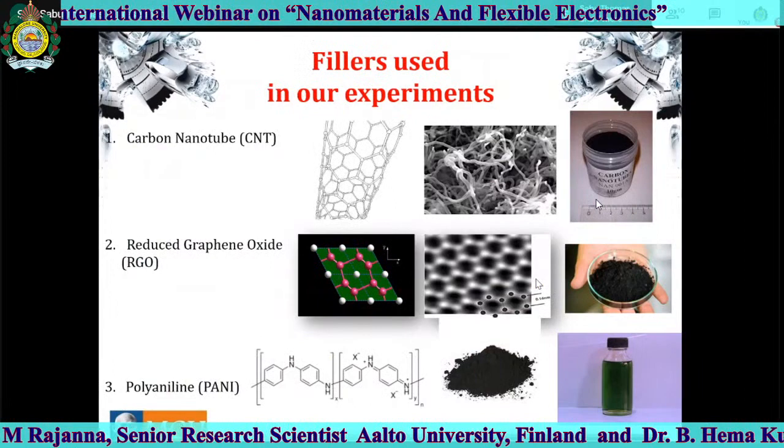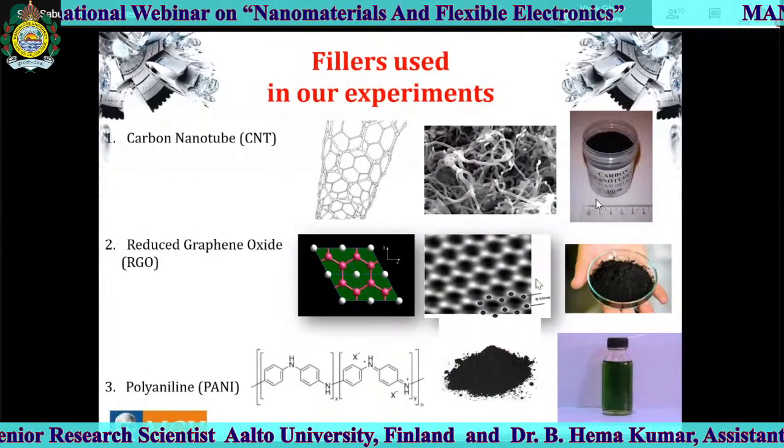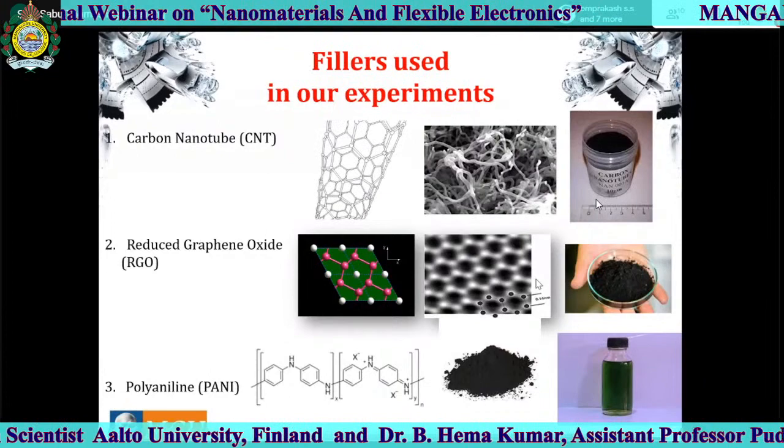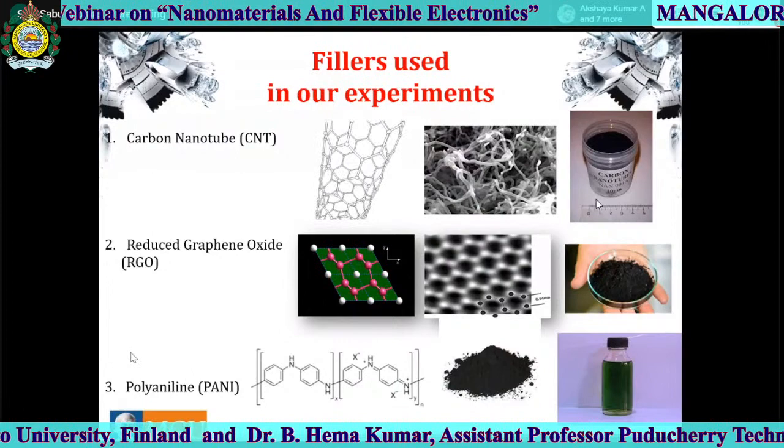Now let me show you what are the important fillers being used. Carbon nanotube is a very important filler. Your respected vice chancellor talked about it. Your respected convener talked about it. Carbon nanotube is a very interesting material. Reduced graphene oxide is a very interesting material. Polyaniline is a very important material.